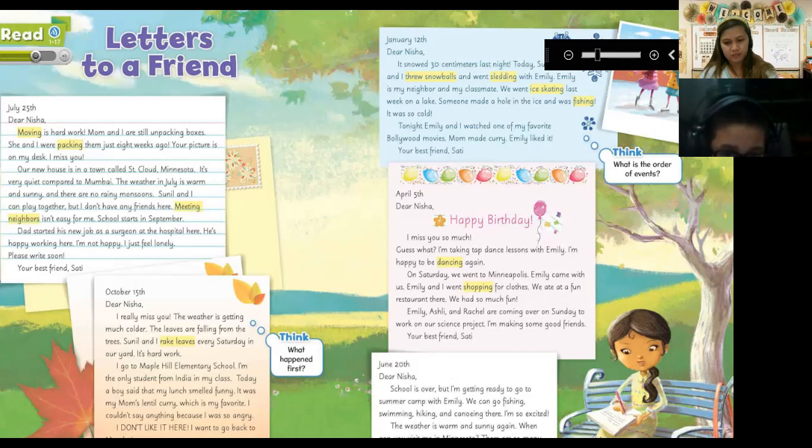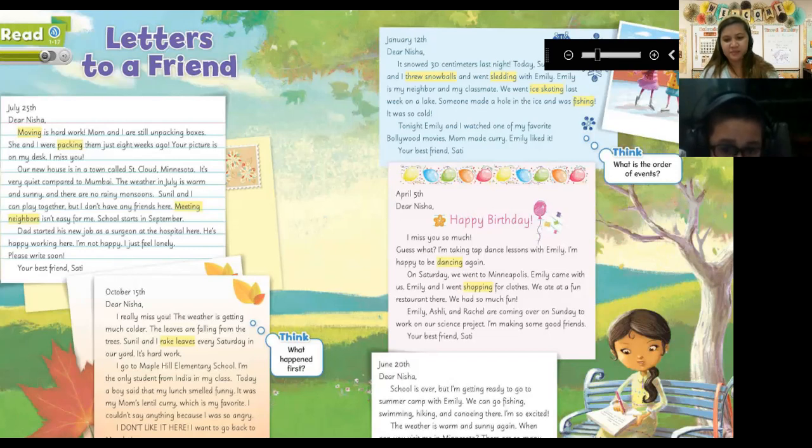April 5th. Dear Nisha, happy birthday. I miss you so much. Guess what? I'm taking tap dance lessons with Emily. I'm happy to be dancing again. On Saturday, we went to Minneapolis. Emily came with us. Emily and I went shopping for clothes. We ate at a fun restaurant there. We had so much fun. Emily, Ashley, and Rachel are coming over on Sunday to work on our science project. I'm making some good friends. Your best friend, Sati.